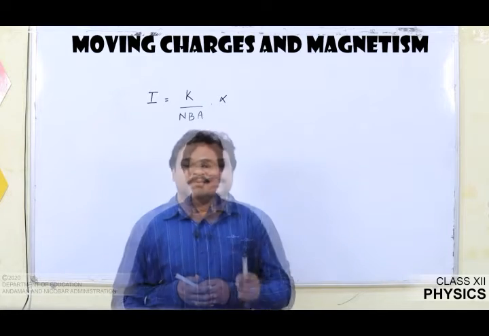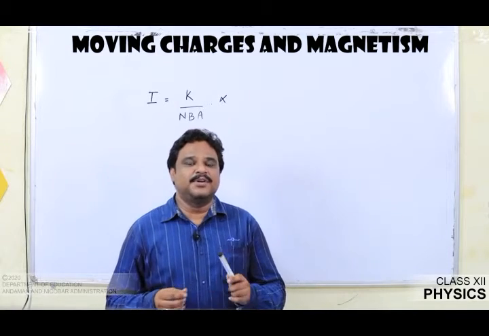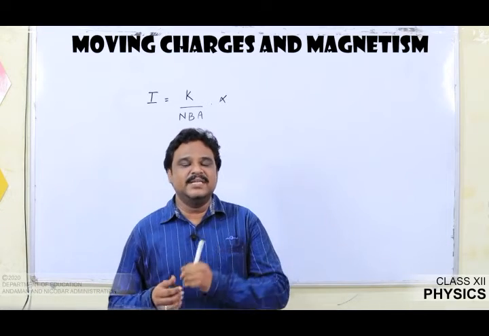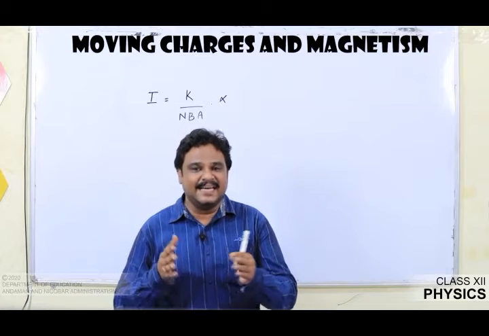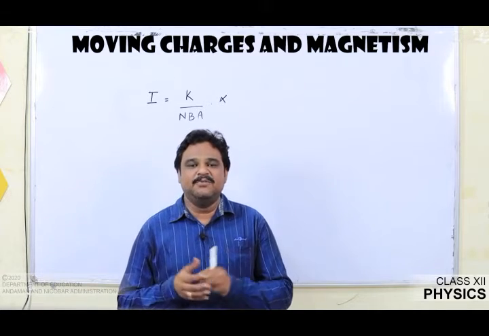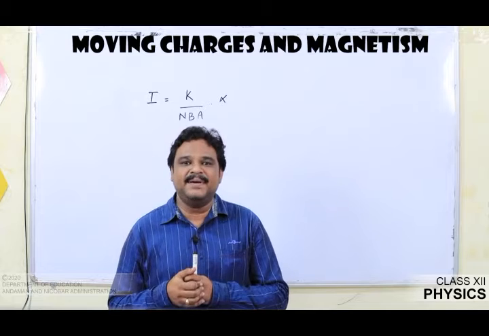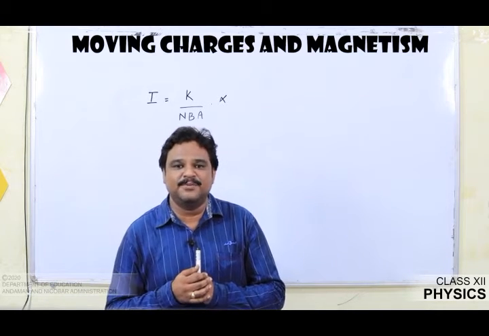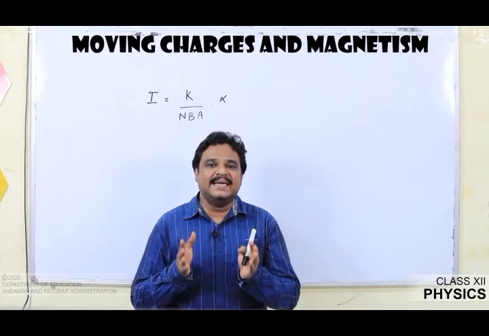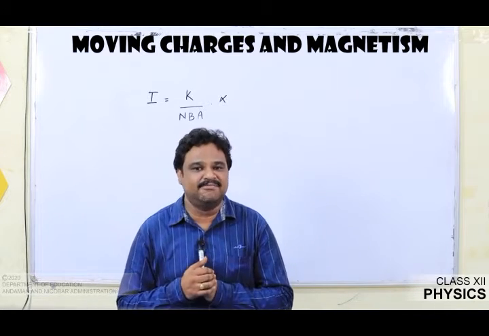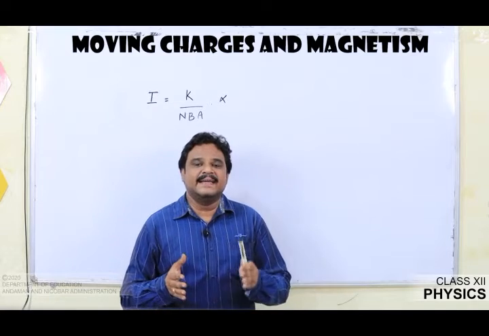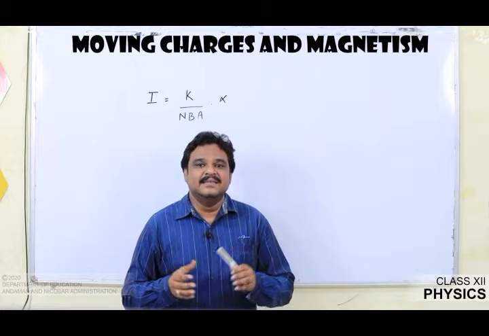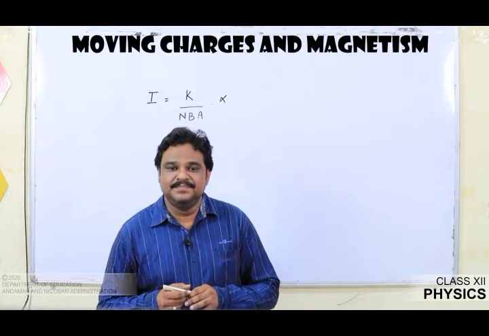a torque. The deflection torque produced is NBIA cos alpha, and the restoring torque in the suspension wire is K alpha. At equilibrium we equated them, and what we arrived at is I equals K by NBA into alpha by cos alpha. K by NBA is given a term called the galvanometer constant. So we arrived at I proportional to alpha by cos alpha. Since I is not directly proportional to the deflection produced, a linear scale of measuring the current cannot be made.